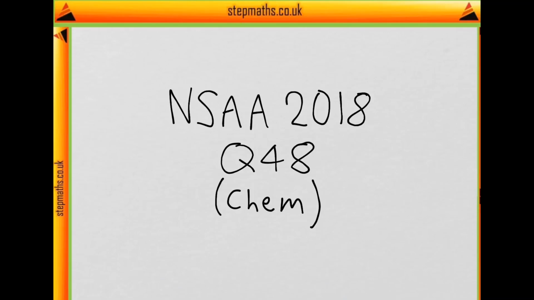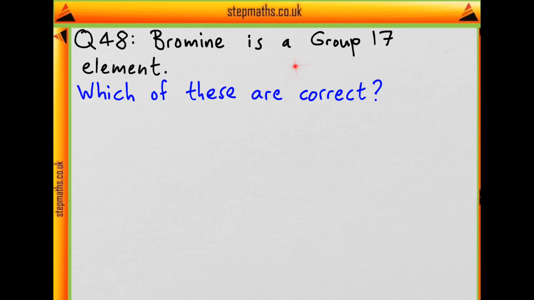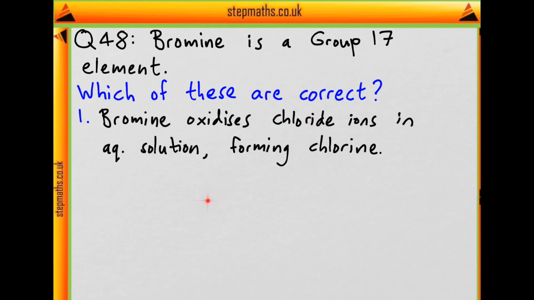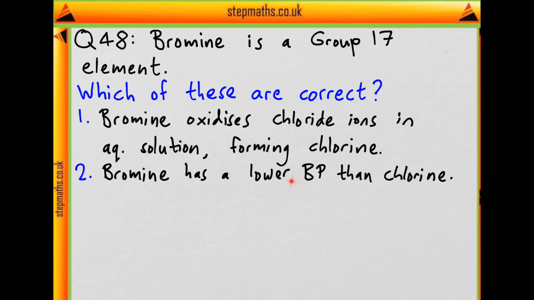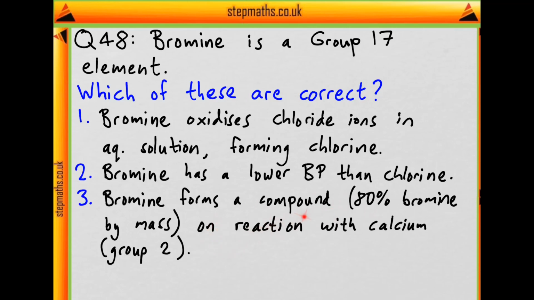This is question 48 on chemistry from the 2018 NSAA. It tells you that bromine is a group 17 element and asks which of these statements are correct about bromine. It oxidizes chloride ions in aqueous solution, forming chlorine. It has a lower boiling point than chlorine, and it forms a compound that's 80% bromine by mass on reaction with calcium, which is group 2. And it gives you these relative atomic masses.